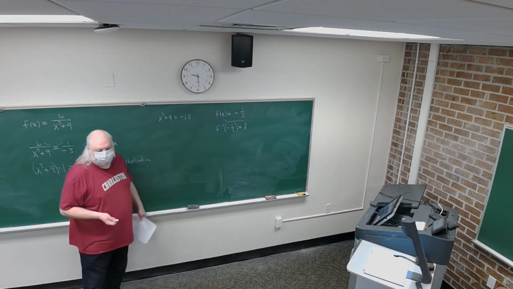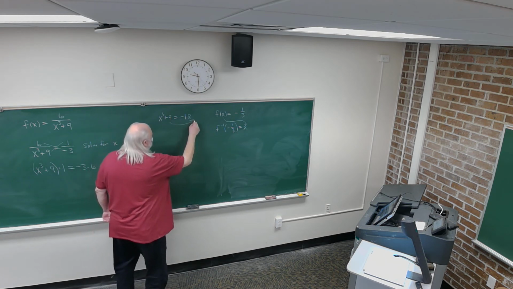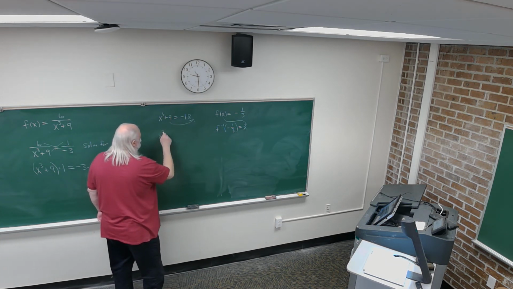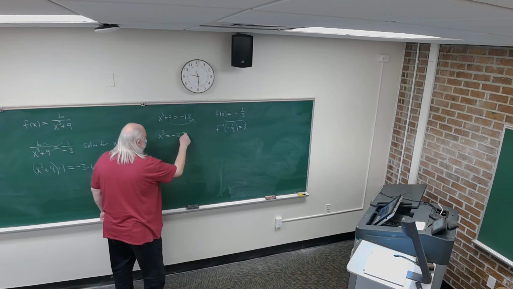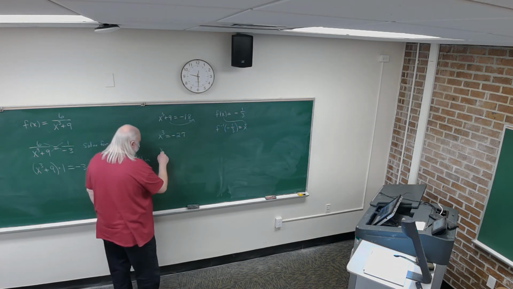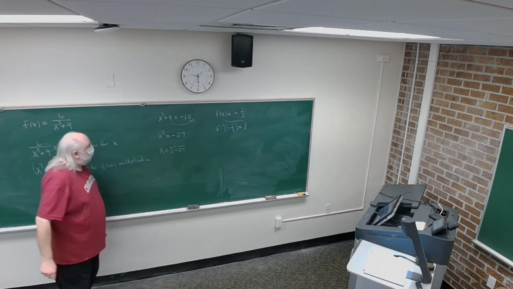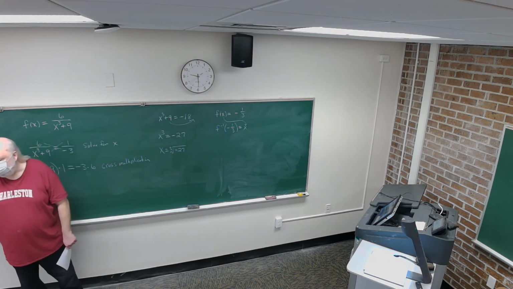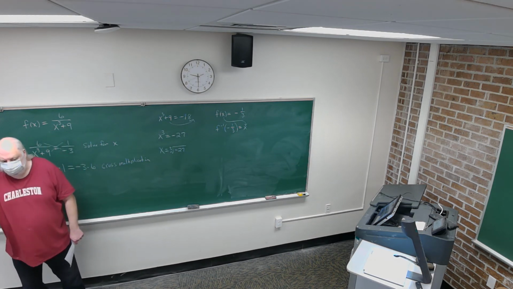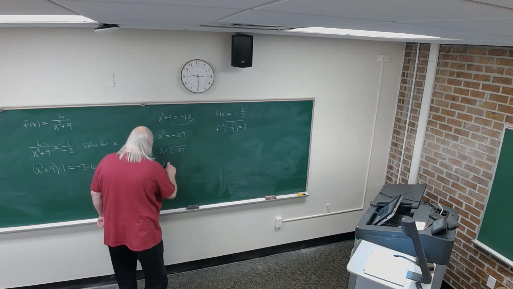We're solving for x, so we subtract 9 from both sides. We have x cubed is equal to minus 27. And now we take the cube root of both sides. What's the cube root of minus 27? Negative 3, very good. So x is equal to negative 3.